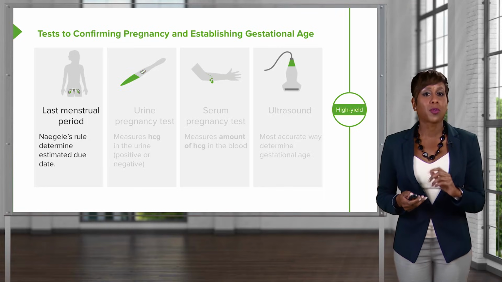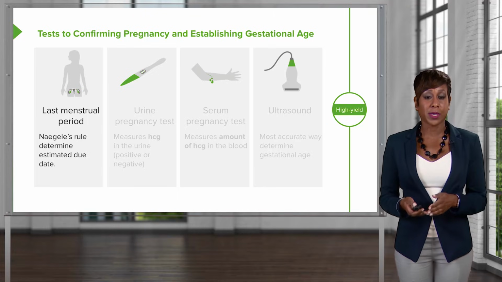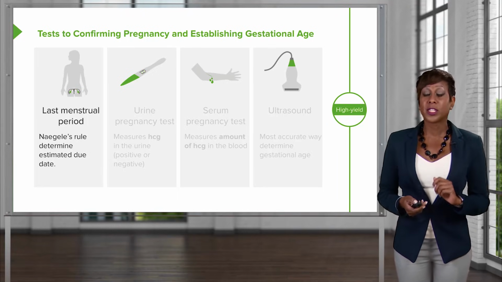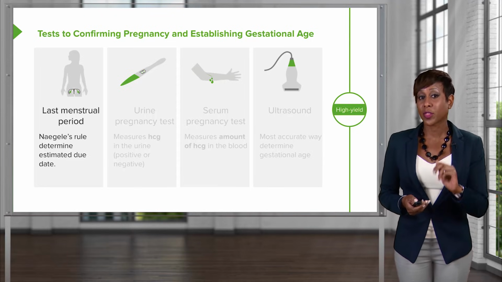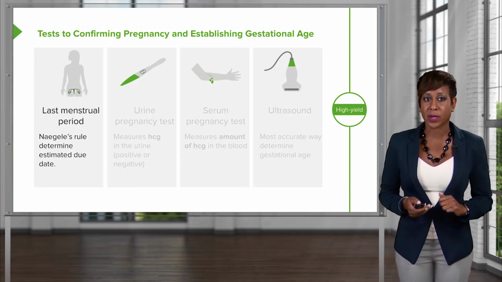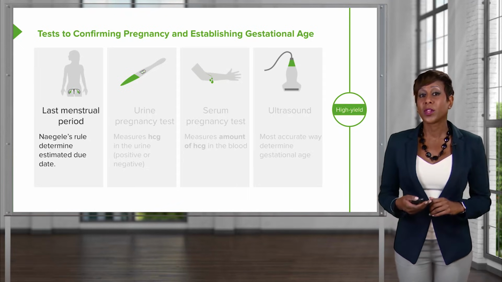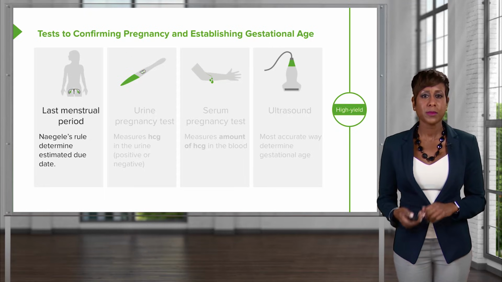And we use something called Nagel's rule. So what we do is we take the last menstrual period, subtract 3 months, and we add 7 days. So if a patient tells us her last menstrual period is April 1st, we subtract 3 months, giving us January, add 7 days, giving us the 8th, and we would know that her due date is January the 8th. Okay, again, this is based on an accurate last menstrual period.